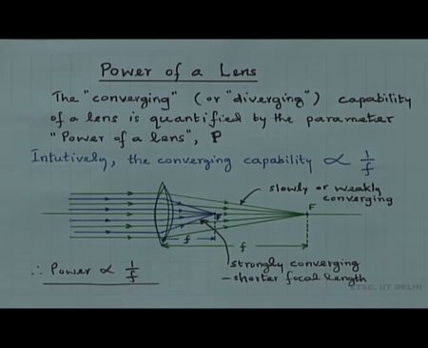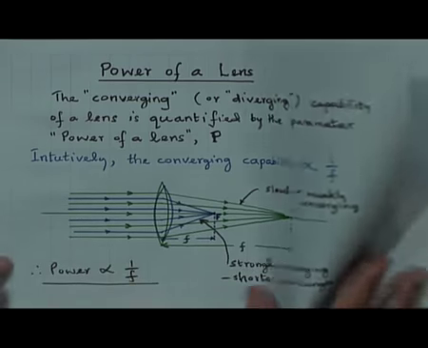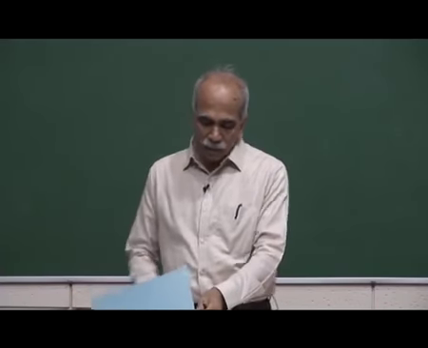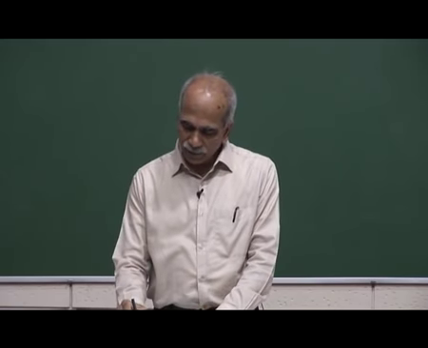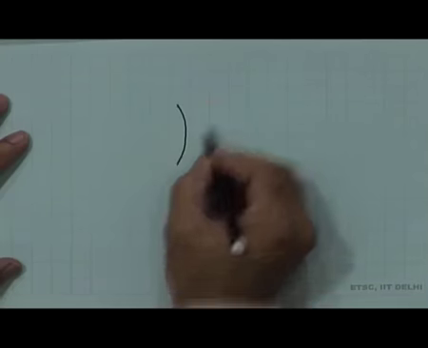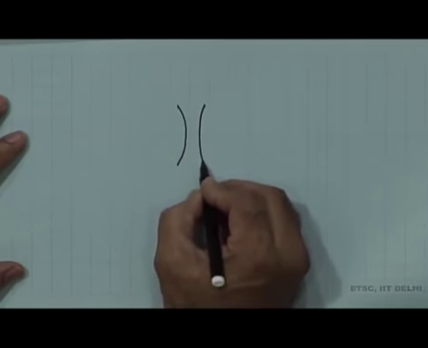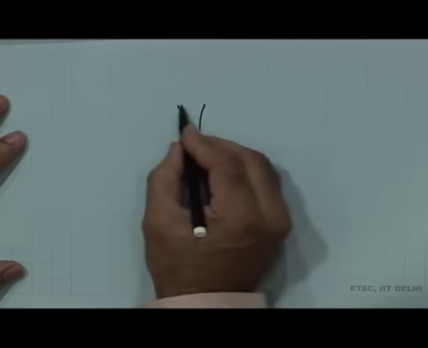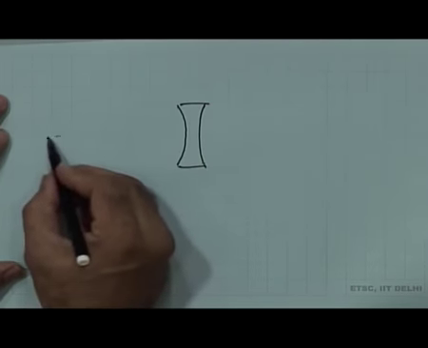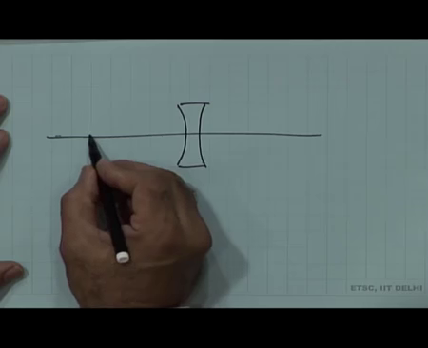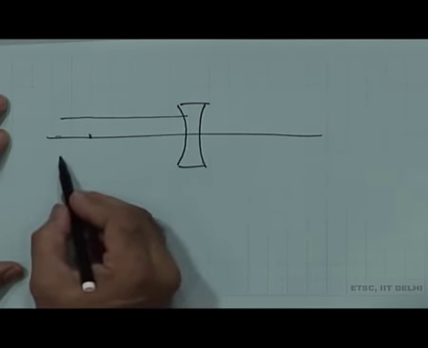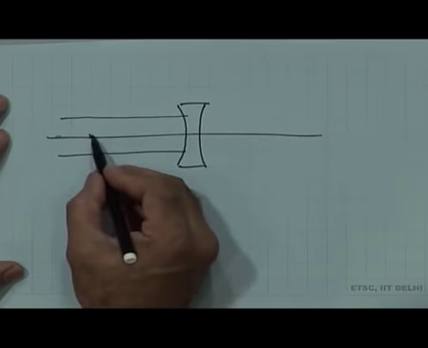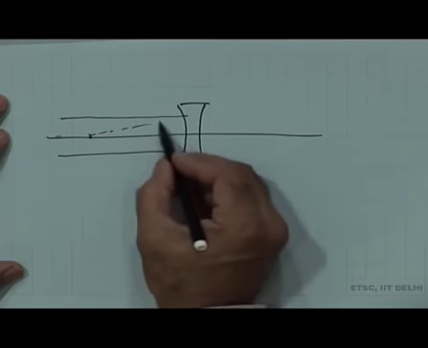The same thing I have shown with respect to a convex lens will be true if I use a concave lens. So if you have a concave lens like this, a concave lens which has a larger focal length here, it means parallel rays which are incident here will appear to diverge from this point.